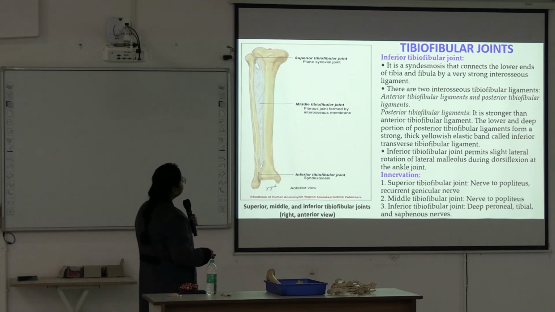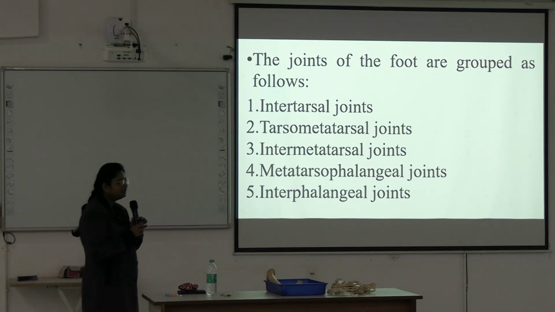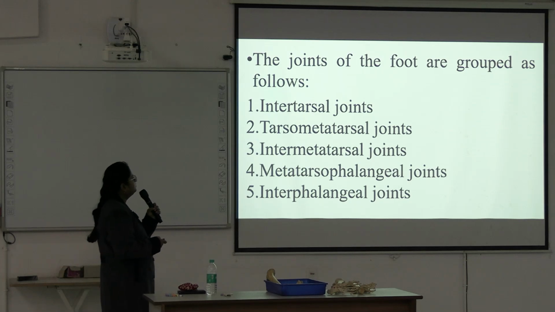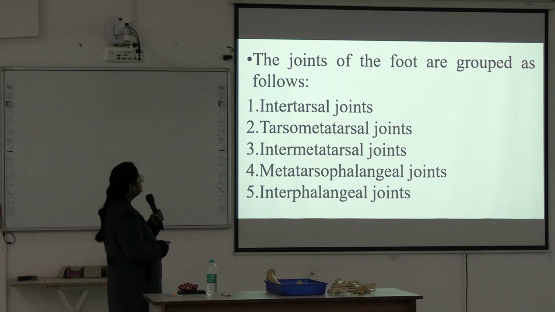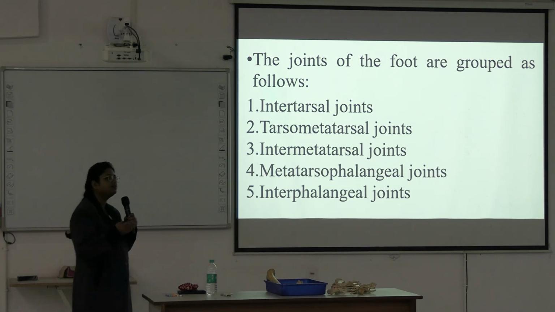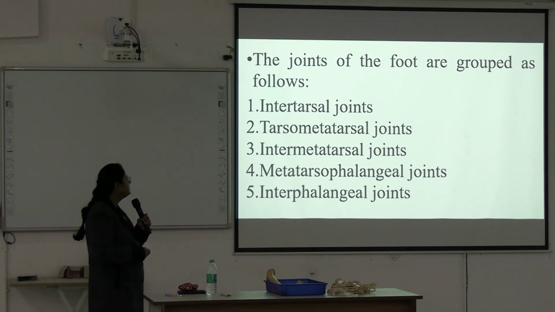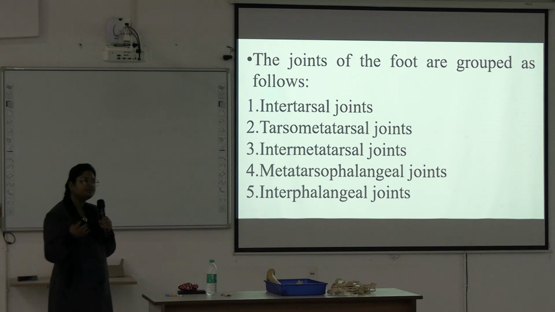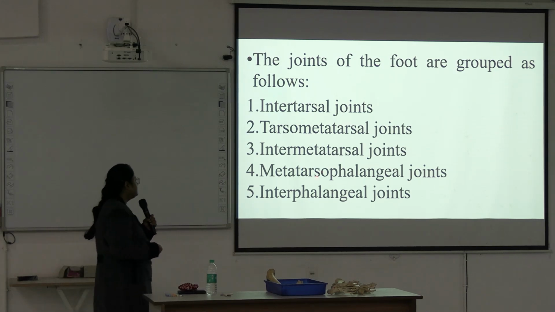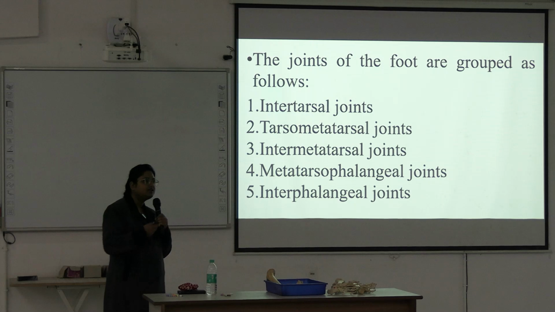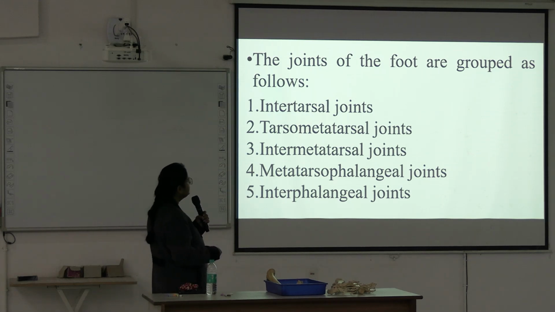Next we go to the joints of the foot. Okay, these joints are grouped into the following groups. Intertarsal joints, that means joints formed between the tarsal bones. Next is tarsometatarsal joint, between tarsal bones and metatarsal bones. Metatarsophalangeal joint, formed between metatarsal and phalanges. Interphalangeal joint, formed between the phalanges, proximal, middle and distal phalanges. So these are the joints present in our foot.